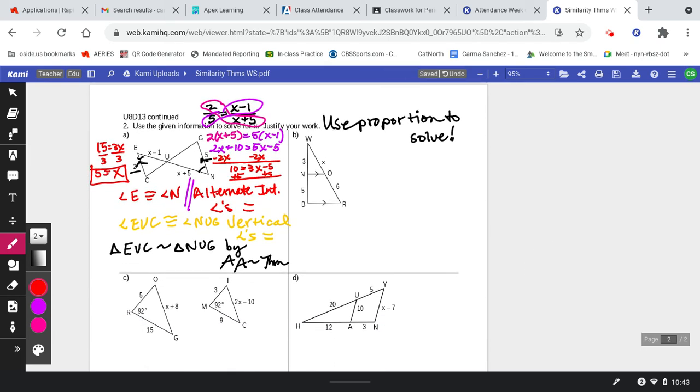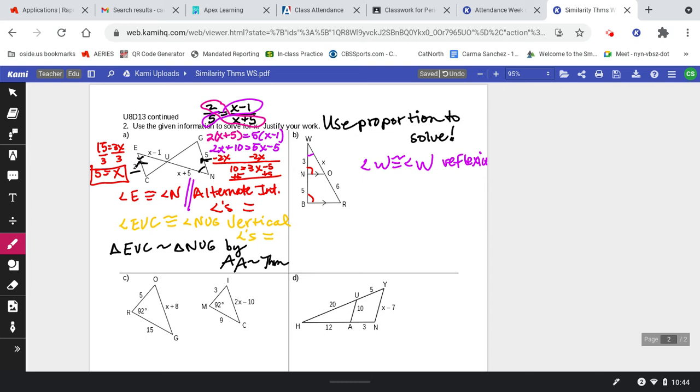Okay, let's go do part B. So I can see that these 2 lines are parallel. So parallel lines have corresponding angles. And I've got some, let's see, what else do I have? I have this angle right here that is shared between both. Okay, so what am I going to say in my proof? I'm going to say angle W is congruent to angle W by the reflexive property. It is literally equal to itself.